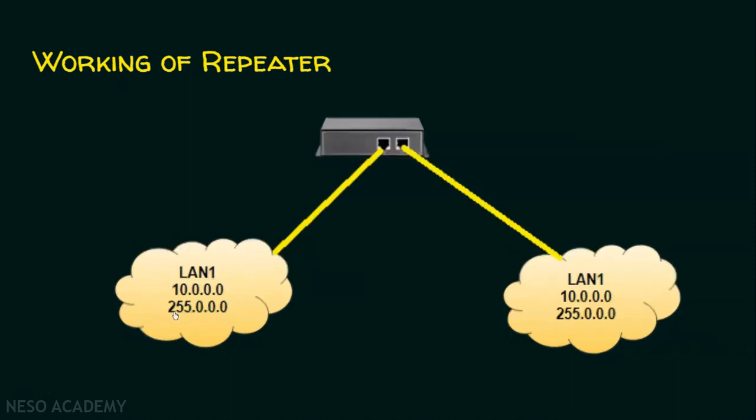For example, this is building number 1 which has a computer, and if this computer wants to send some signal to building number 2, which is at a distance, the repeater gets the signal, regenerates it and sends it to building number 2. This is how a local area network can be established by just regenerating the signal using repeaters.